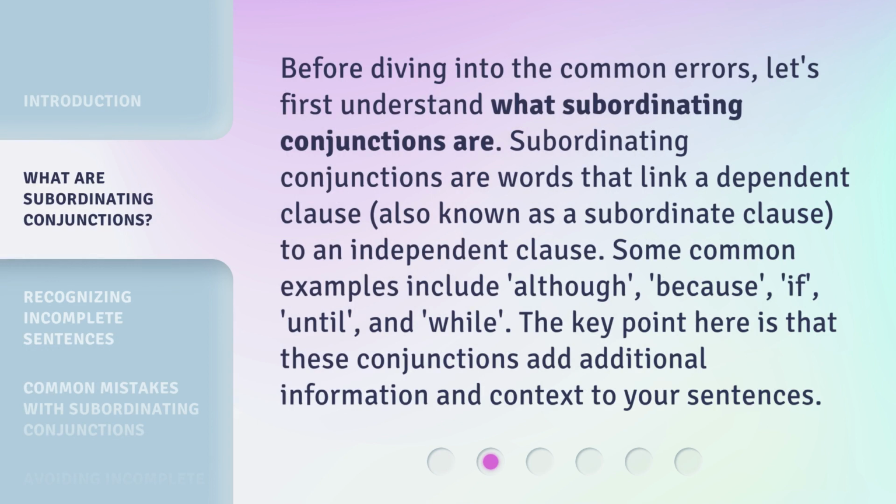Before diving into the common errors, let's first understand what subordinating conjunctions are. Subordinating conjunctions are words that link a dependent clause, also known as a subordinate clause, to an independent clause. Some common examples include although, because, if, until, and while. The key point here is that these conjunctions add additional information and context to your sentences.